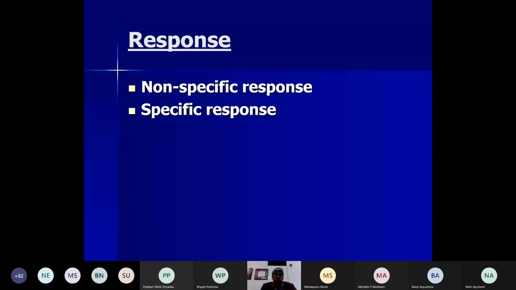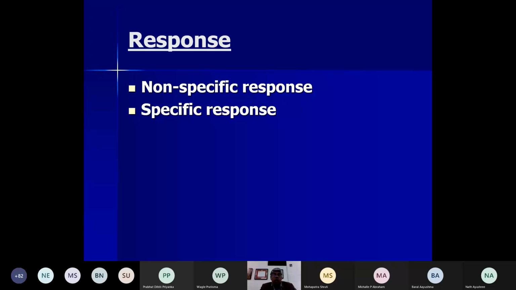Next comes the response. How does the body respond to this particular invader? There could be a non-specific response in terms of increased TLC, increased WBC count, maybe a polymorphonuclear response or lymphocytic response or eosinophilic response, or increase in C-reactive protein or increase in ESR and so many other markers which are non-specific. That means in a number of diseases, the same changes can occur. Or there could be a specific response like an increase in the antibody titer.